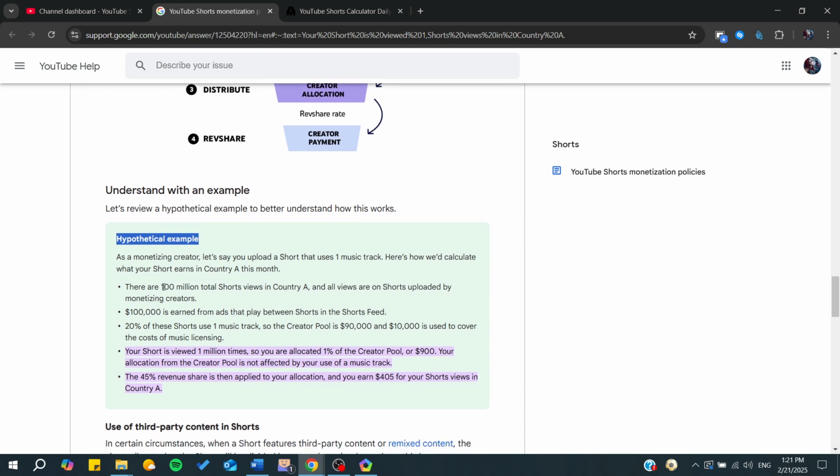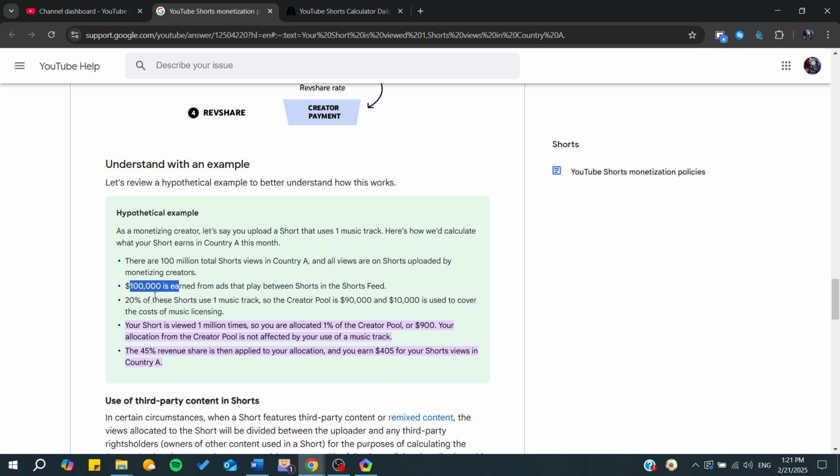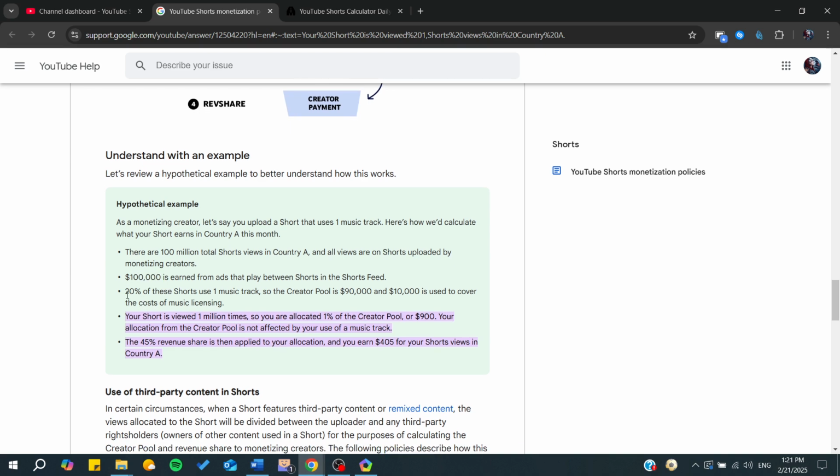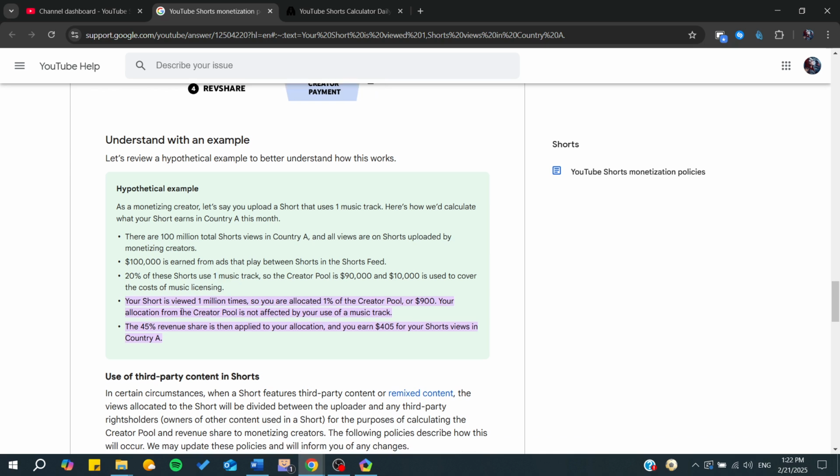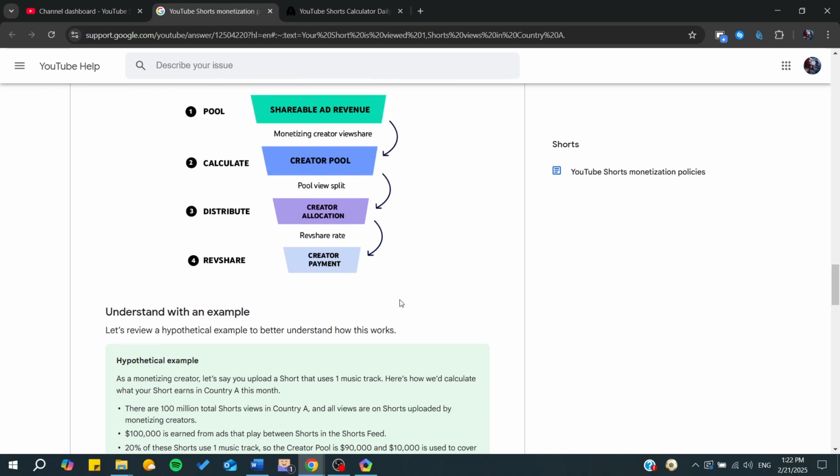Let's suppose that there are 100 million total Shorts views in a country, and the Shorts have earned $100,000. Basically, 20% of these Shorts use music tracks. So a part of this pool would go to the creator of the music in the cost of licensing. Then the Short is viewed 1 million times, so you are allocated 1% of the creator pool.